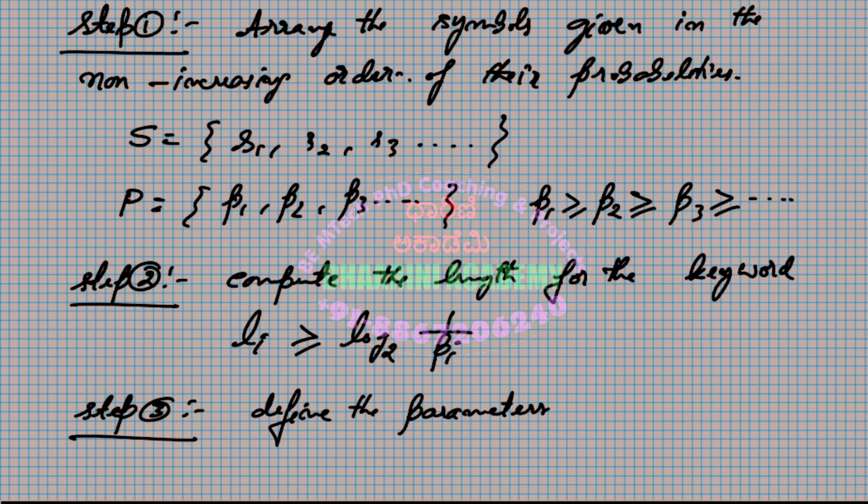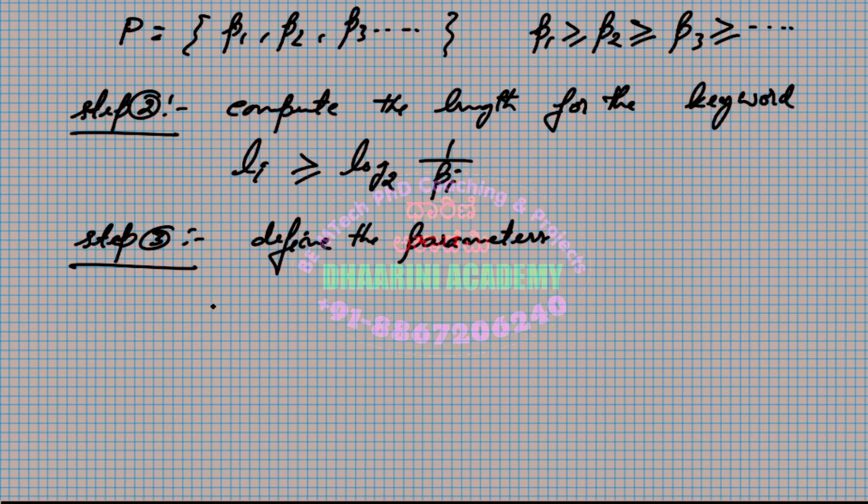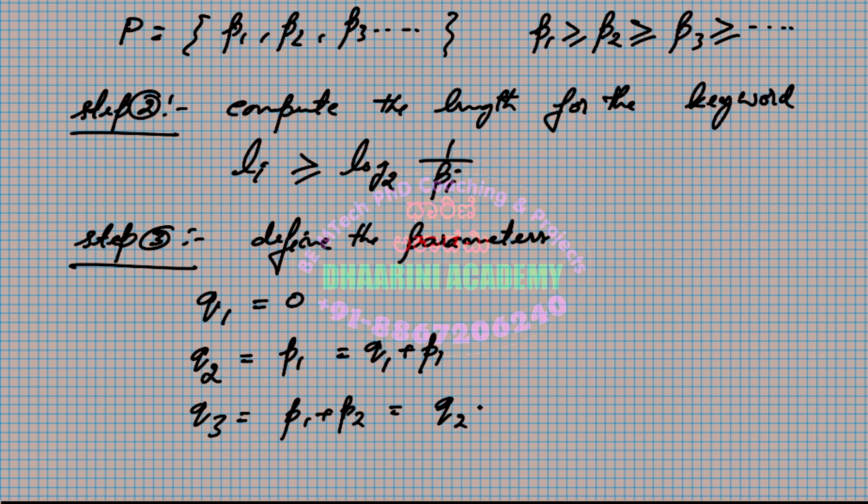So I'll just write the parameters. I'll explain how to do this later. Start with Q1, the initial value of Q, which is my parameter Qi. So it will start with 0. Then Q2 comes, which is Q1 plus P1. Then my next term, Q3, is equal to P1 plus P2, which I can write as Q2 plus P2, and so on. This will continue. I'll demonstrate this as soon as we reach the problem.